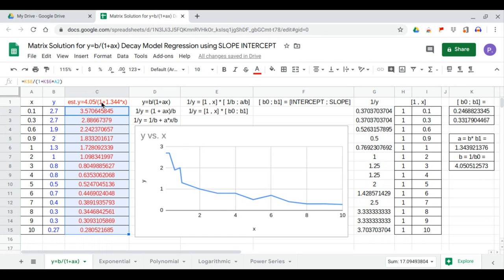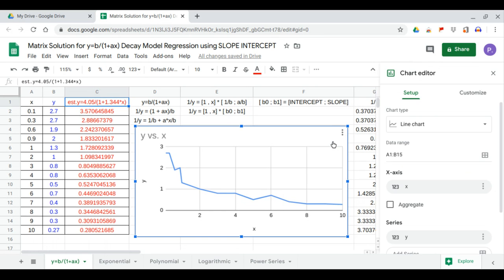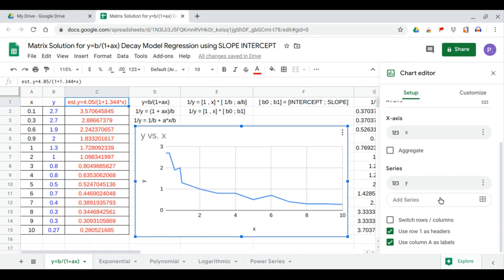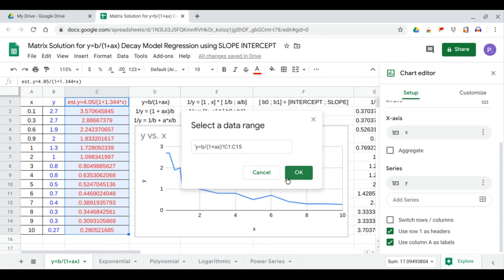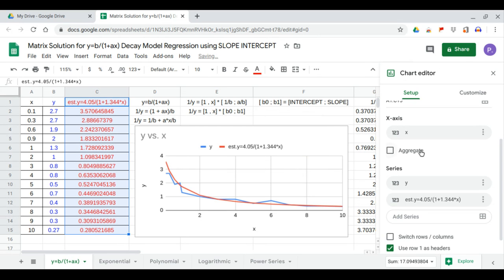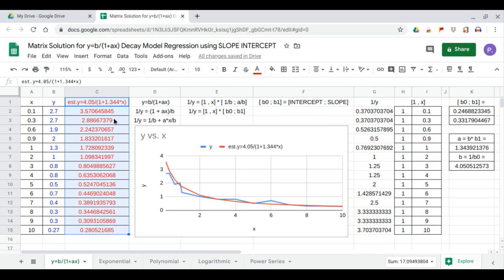Now that we have completed the estimated y values, we can insert this trend line into the chart. So we edit the chart and add a series into the chart, which is this trend line. So here in red, you have the trend line. In blue, you have the existing data set. This completes the matrix solution for decay model regression using slope.